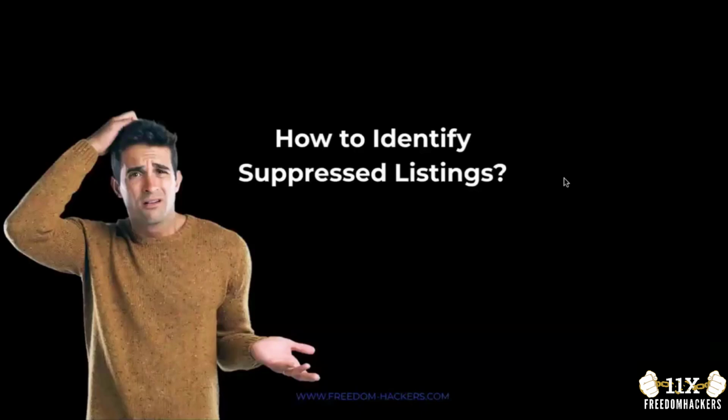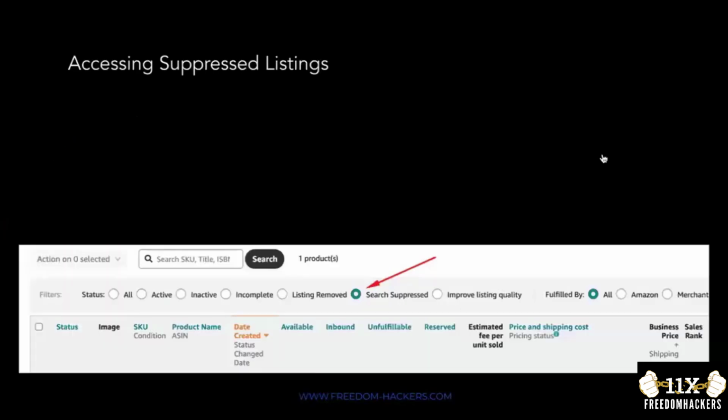So how to identify these suppressed listings? If you just have a few listings, a few products, then obviously you would know this, right? But when you're having multiple products, multiple marketplaces, then it easily becomes more complex. So in that case, you need to keep an eye on it.